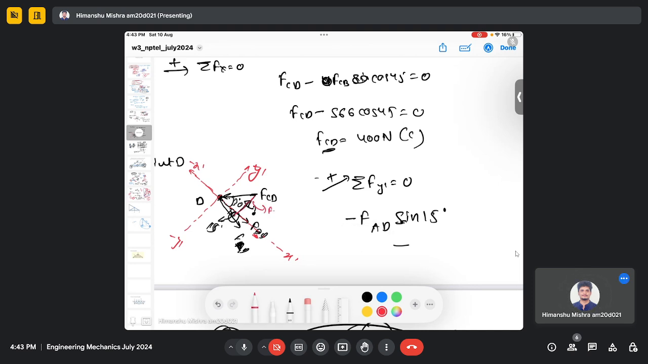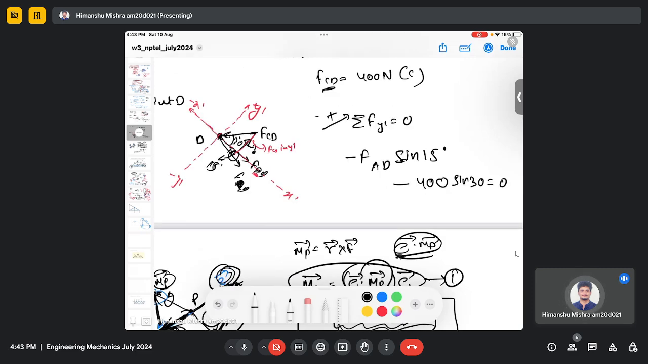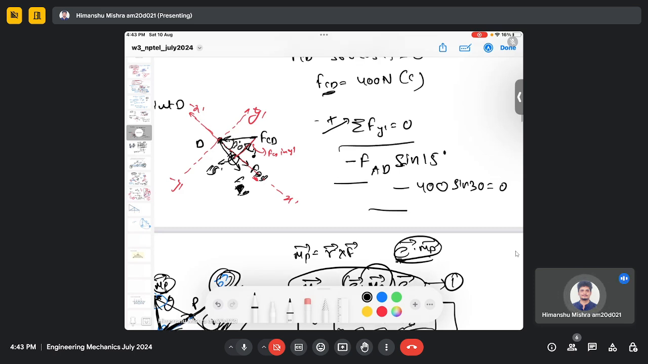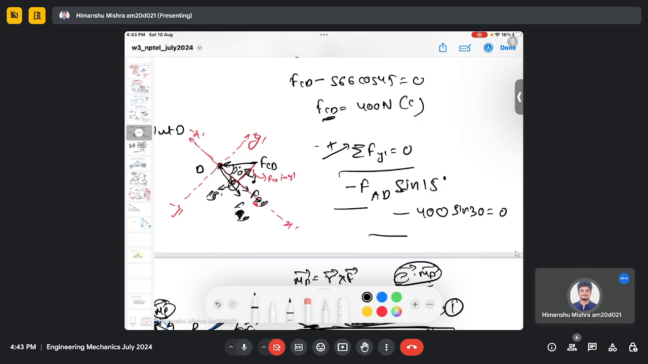This is FCD in the y direction. So it will be 400, the force we got, times sine 30, equal to 0. Once you decide the coordinate system, you can see it's the usual way of taking components from the trigonometry or the sides of the triangle. So this is our equation 1.